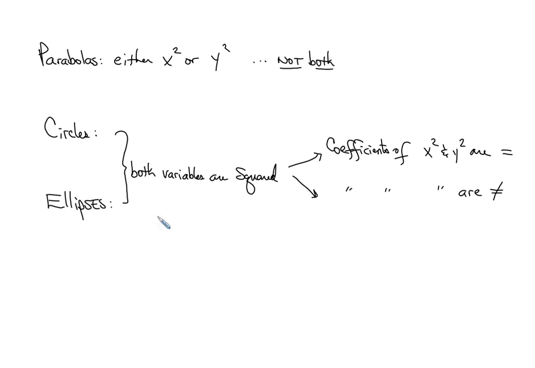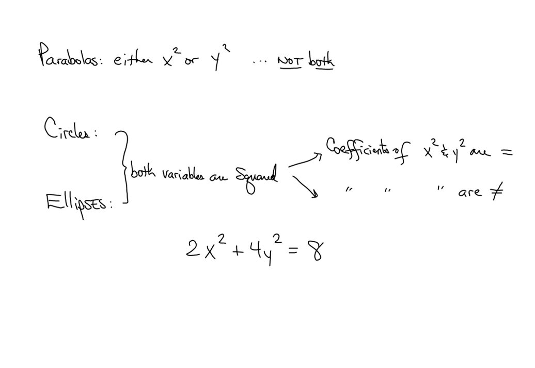So what does that look like? That looks like 2x squared plus 4y squared equals 8. Is that going to be an ellipse or a circle? An ellipse. Why? Because x and y are both squared, first of all, otherwise it would be a parabola, and we see that their coefficients are different. One is 2 and one is 4.